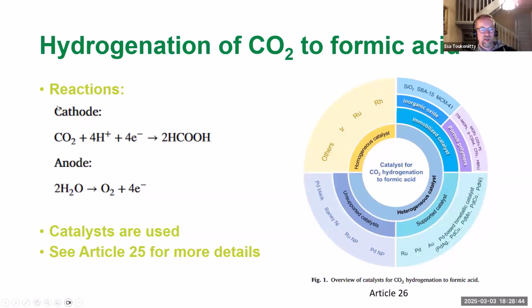Here are the half cell reactions. So CO2 and proton basically forms the formic acid, and at the anode side, water is split into oxygen and some electrons, and these tend to happen in the electrochemical cell.